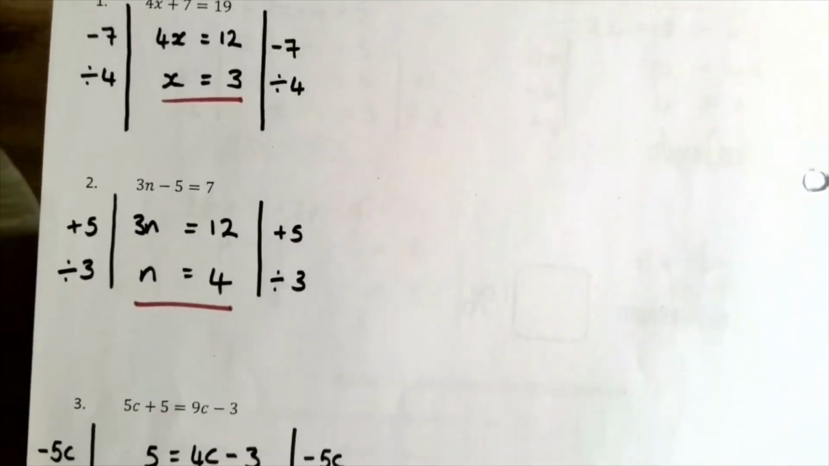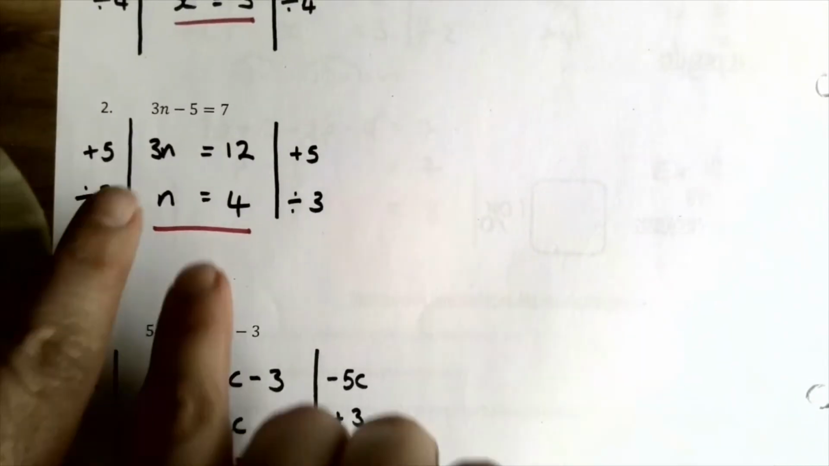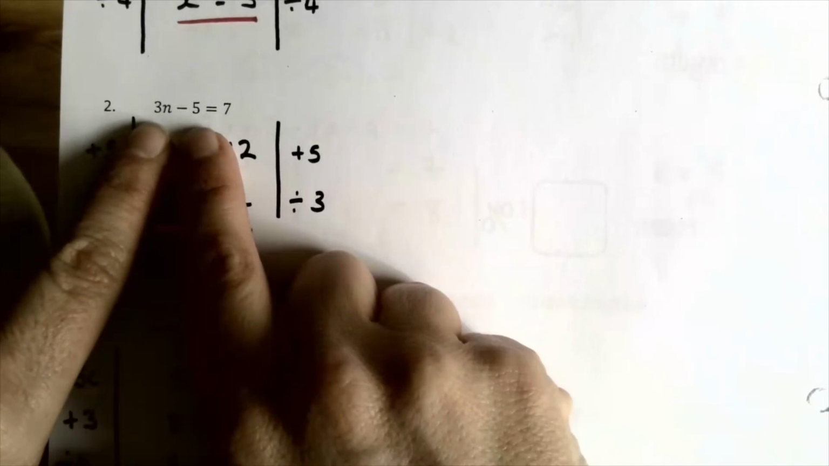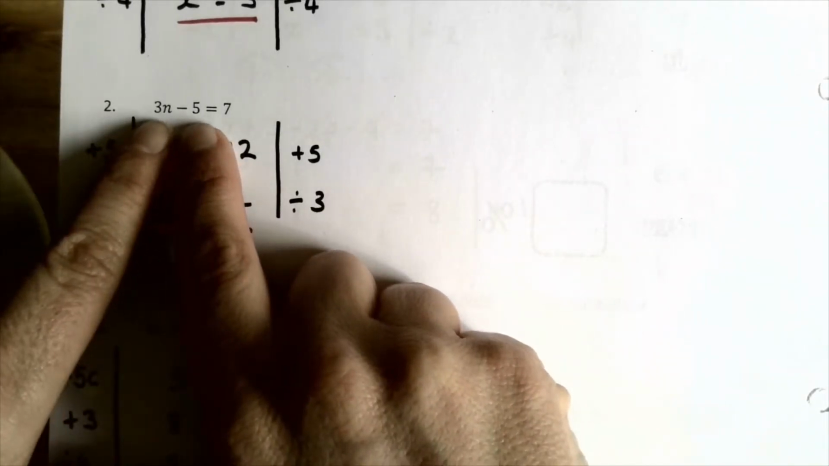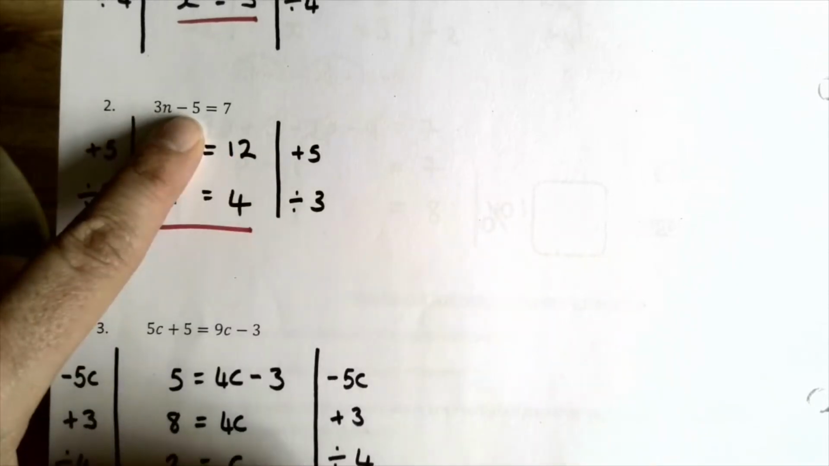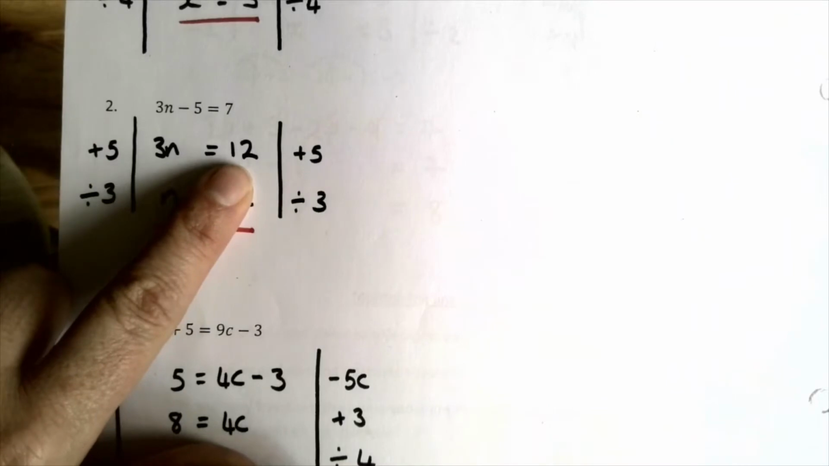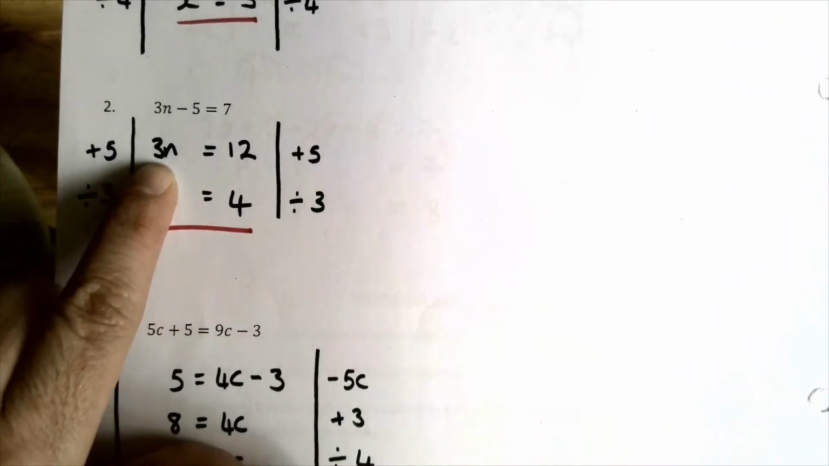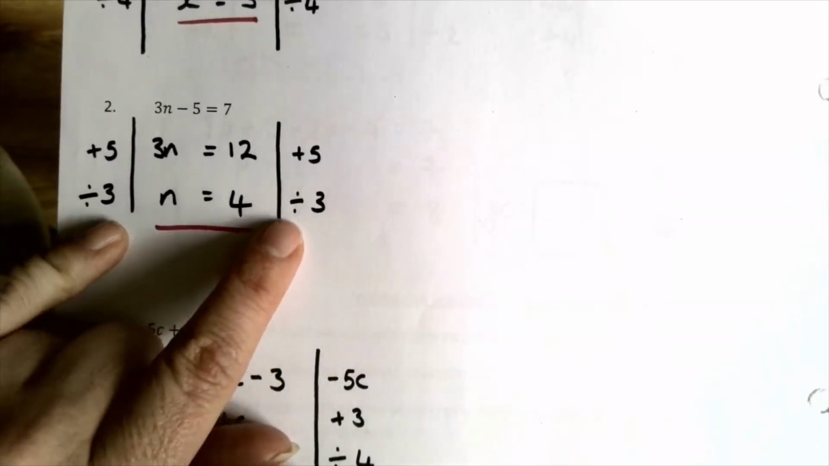Now, all the rest of these examples are just following the same rules. So question 2, first of all, 3n minus 5 equals 7. We have to do the opposite of this, so we have to get rid of this minus 5, and the opposite of minus 5 is plus 5. So that just leaves us with 3n on the left hand side, and then 7 plus 5 gives us 12. So the opposite of multiply by 3 is divide by 3. So that's why we've done that, and we do that to both sides, and we end up with n equals 4.